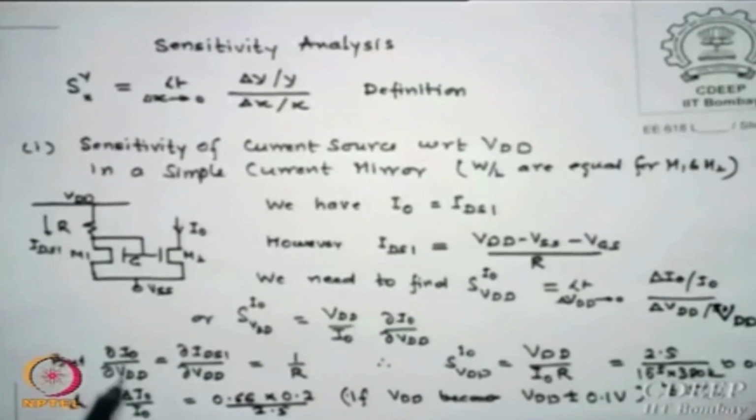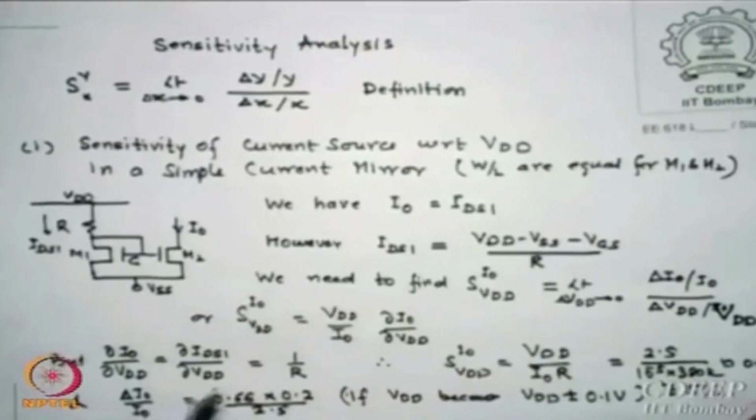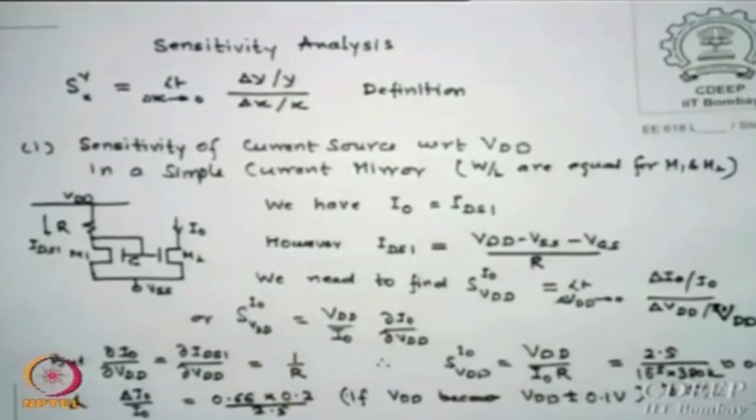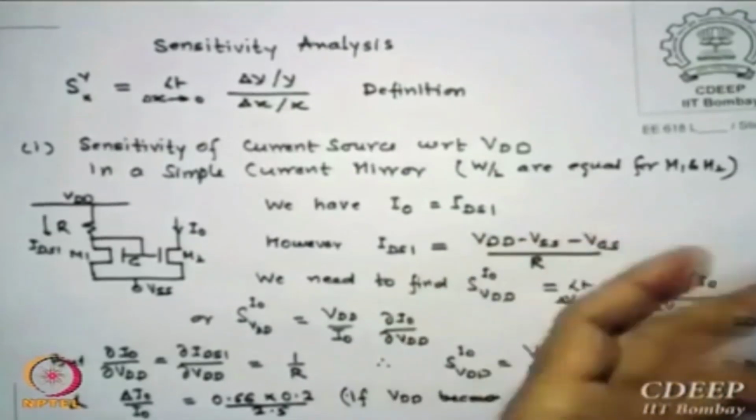But if I see delta I0 by delta VDD from this term, which is delta IDS1 by delta VDD, if I differentiate this equation of IDS1, I get 1 upon R, is that correct? So I get 1 upon R, because the other terms are constant, so I leave them.